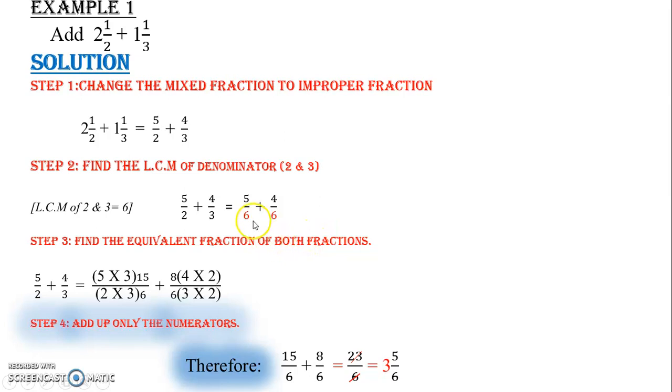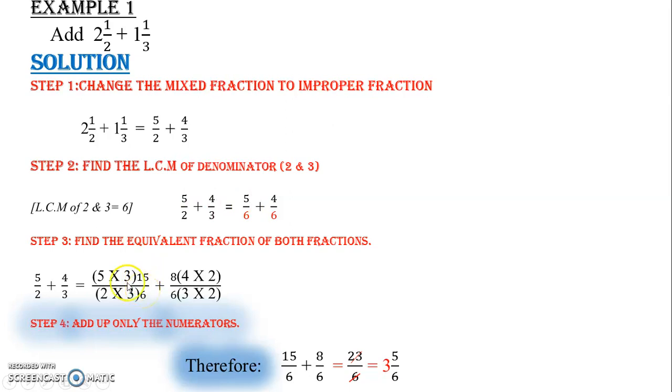And in doing that, we'll divide our new denominator by the old denominator. That's another method you can also use in finding your equivalent fraction. So 6, which is our new denominator, divided by the old denominator. That is 6 divided by 2 would give us 3. And 3 times 5 would give us 15. So that's how we got 15 over 6.